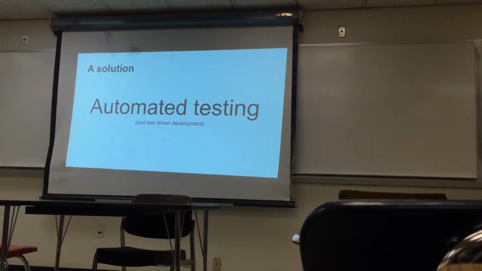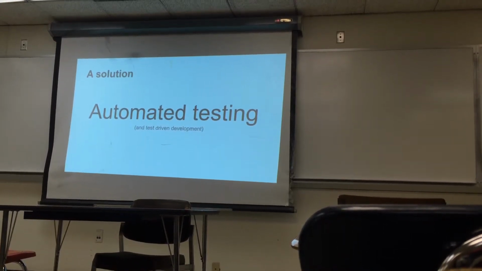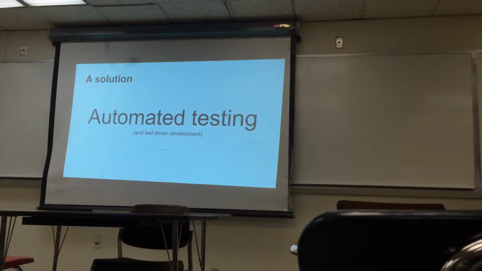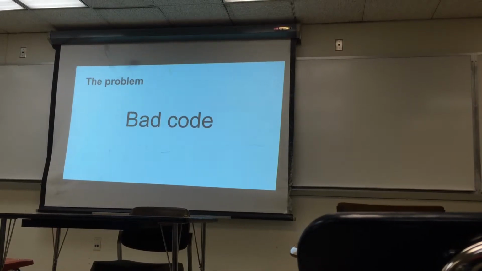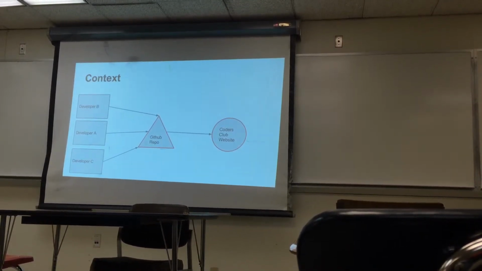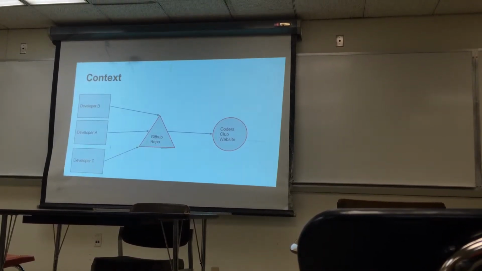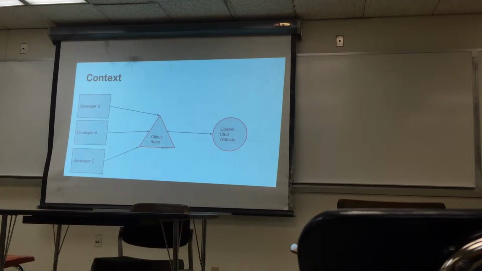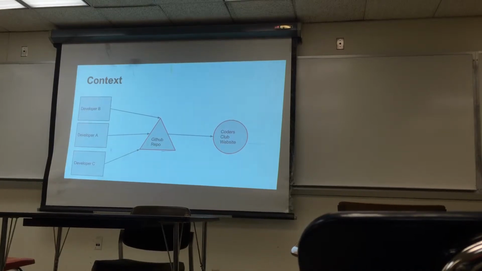So a solution to this problem, in this context that I've made up, is automated testing. And what comes with that is test-driven development. Automated testing is the idea that, in this kind of scenario, you want to prevent developer B from ever having submitted bad code. The way you would do that is write tests for your code. Let's say you want the website to behave a certain way. You would write tests that ensure that if the website was working correctly, this would be true, that would be true, if this, then that.